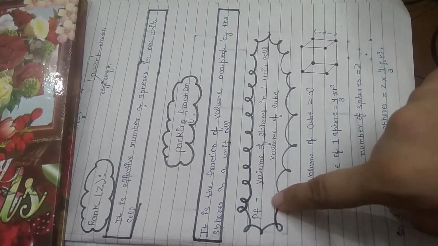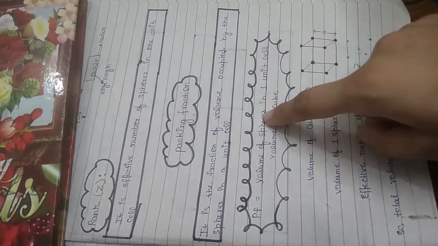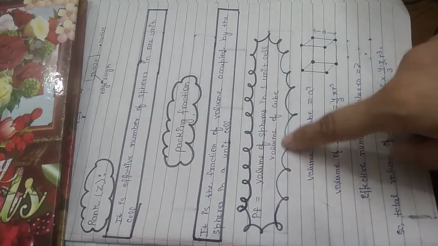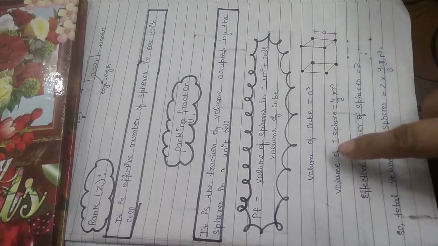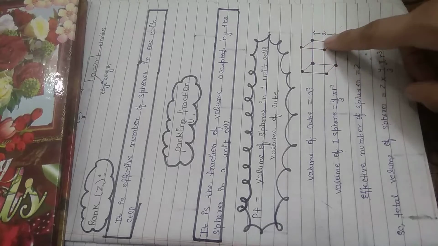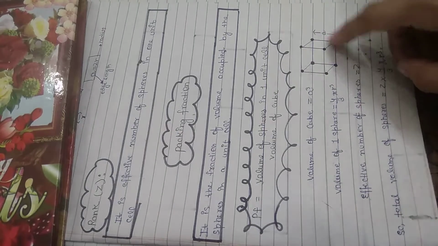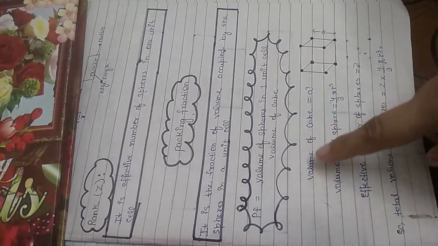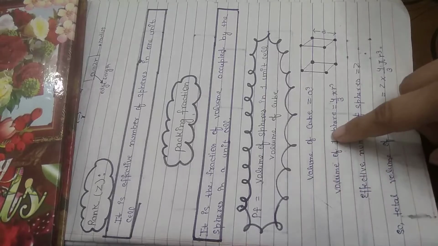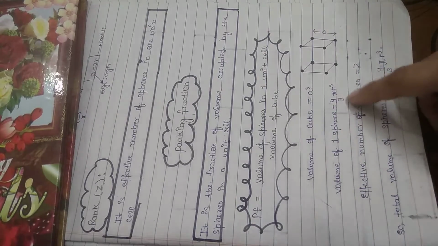And the formula of packing fraction is equal to the volume of spheres in one unit cell divided by the volume of cube. The volume of cube is equal to a cube. Why? Because we consider this is a, this is also a, and this is also a. So the volume of cube is a cube, and the volume of one sphere is equal to 4 upon 3 pi r cube.